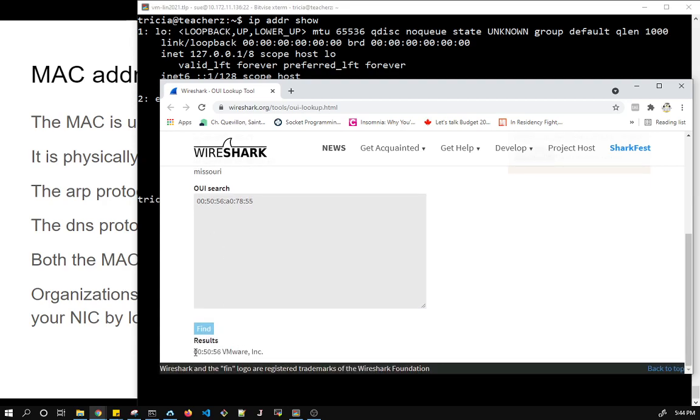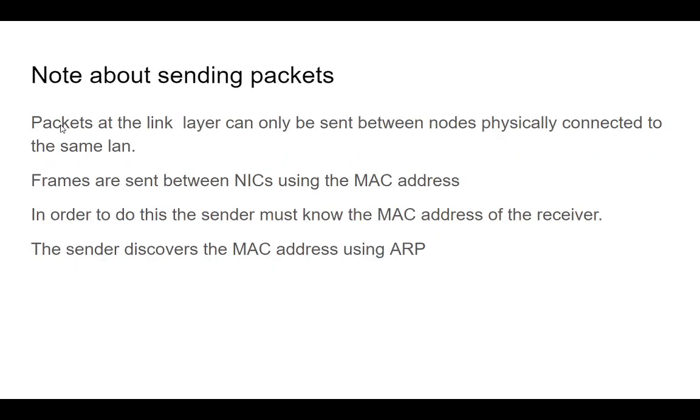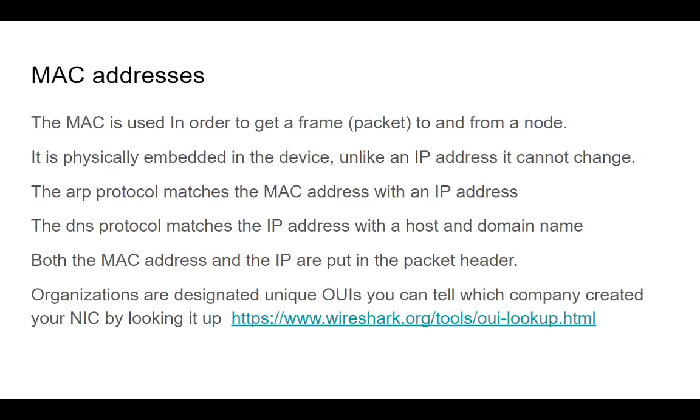So the results are that, and this is the organizational unit. So that was assigned to VMware, which makes sense because this is a VM running on a vSphere server. If you were to do this with the NIC of your desktop or your laptop, it'll tell you who owns it, who created it. So those blocks are unique and assigned to a particular organization, but then the rest of it also becomes unique. So a MAC address can't be duplicated. If you have a duplicate MAC address, you have a similar problem to an IP address. It's going to mess up your network.